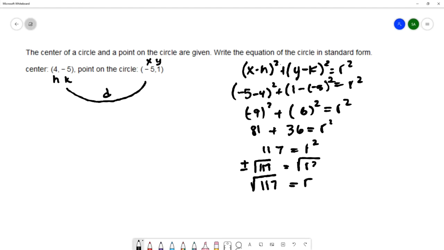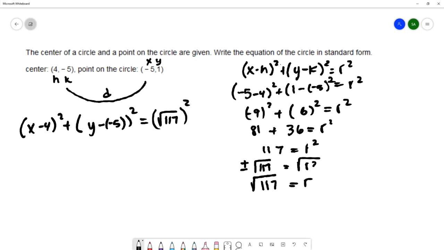So now we have the radius and the center, and we'll substitute these values in to write the standard form. So that would be (x - 4)^2 + (y - (-5))^2 = (square root of 117)^2. And I'll simplify this double negative, and our standard form is (x - 4)^2 + (y + 5)^2 = 117.